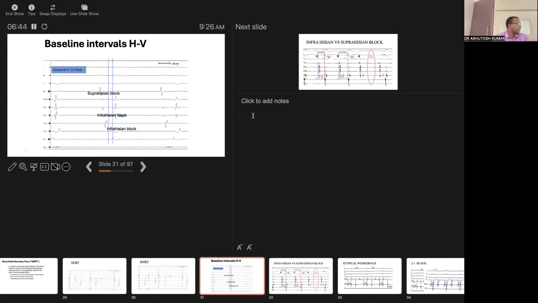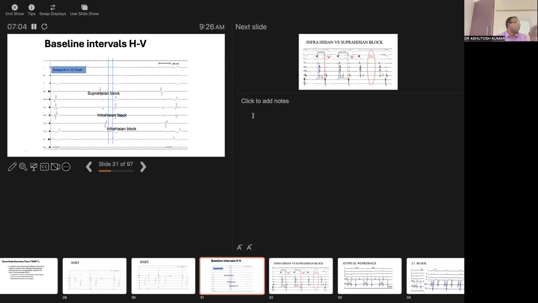Forgot. Last time, 3 times I told. You have to see the his signals. If his is present, infra or supra? Infrahisian. If his is not there, it is suprahisian. Means his, before that only the things has been blocked.